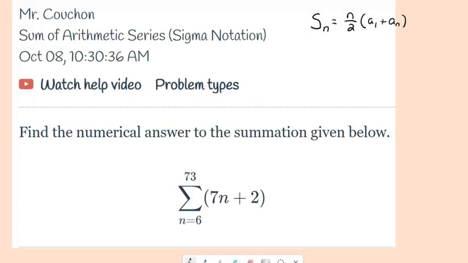Okay, let's do another one here. We've got a sub 1 plus a sub n we're looking for, and we're going to be multiplying that by the number of terms divided by 2. Let's get the n value first.